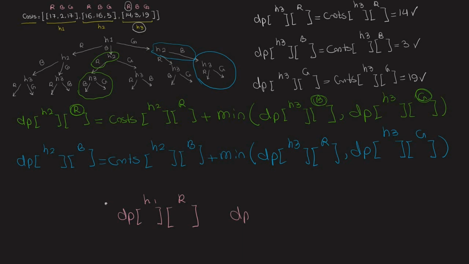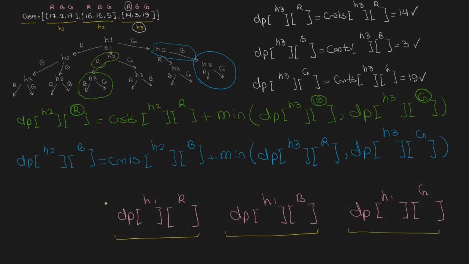Also, we calculate the DP of house 1 for color blue and DP of house 1 for color green. So at the end we have these three values for the house 1. So I just need to take the minimum of these three values and return it as the output. Okay, let's start writing the code.